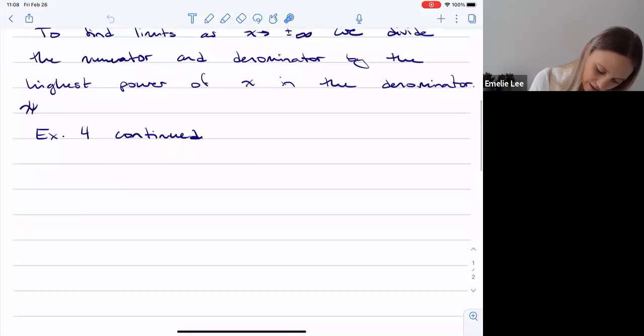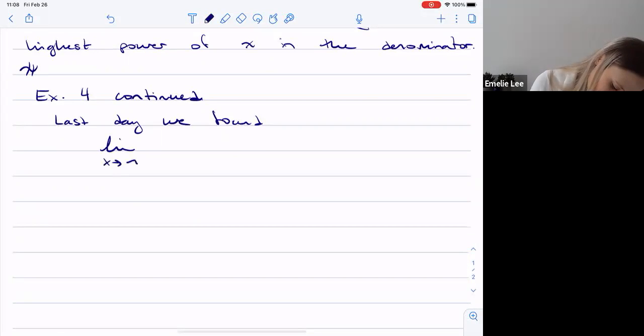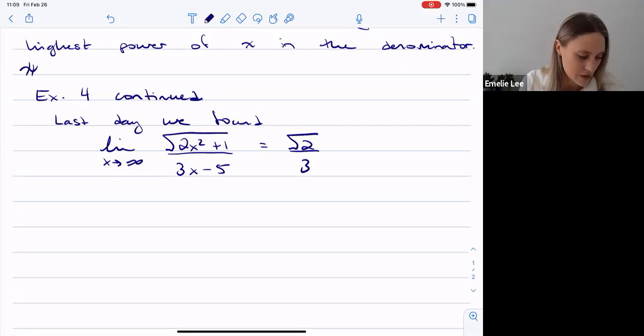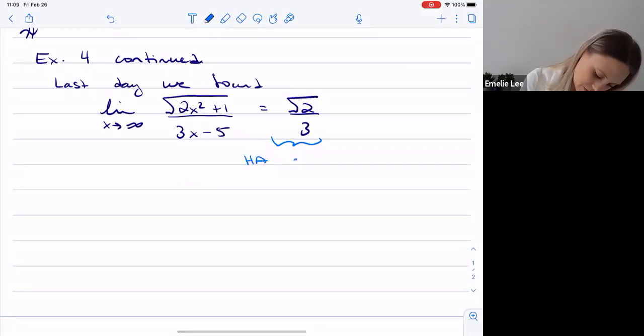So I'll just summarize here. Last day we found that the limit as x goes to positive infinity of, and I'll just copy it out here, the root of 2x squared plus 1 over 3x minus 5 was root 2 over 3, which means that we have a horizontal asymptote at root 2 over 3 as x goes to positive infinity. Right?